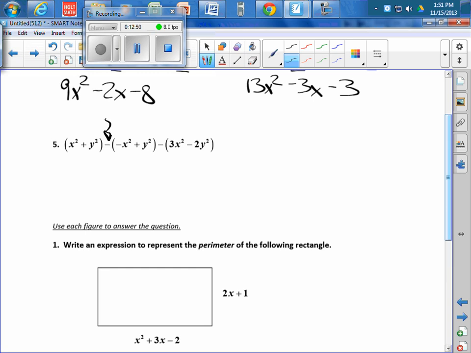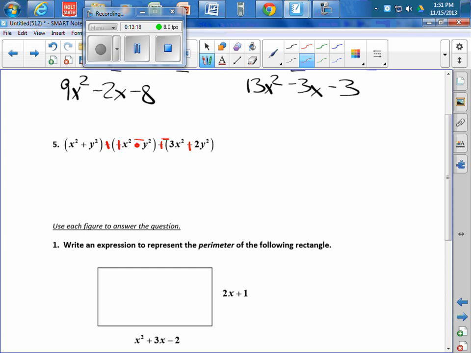This minus sign is only for this parentheses. So when I change this minus sign to a plus sign, it only changes the minus x squared to plus x squared and changes the plus y squared to minus y squared. This minus sign goes to plus and makes that a negative 3x squared and a plus 2y squared.